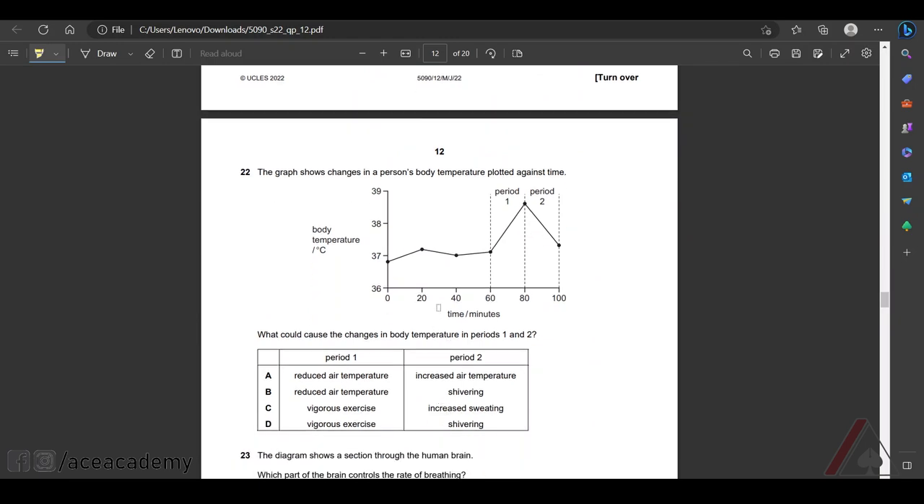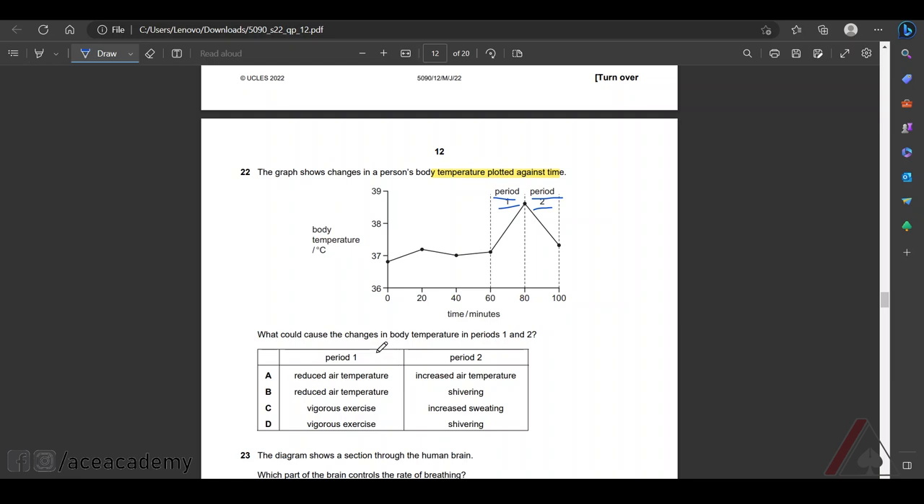The graph shows changes in a person's body temperature plotted against time. What could cause the changes in body temperature in periods 1 and 2? Now we can see period 1, the temperature increases from normal, and in period 2, the temperature decreases from that increased temperature back to around normal body temperatures. So we can deduce that during period 1, some outside activity happens that increases the temperature, and period 2 is just the response from the body. So let's see which options are the most likely pair.